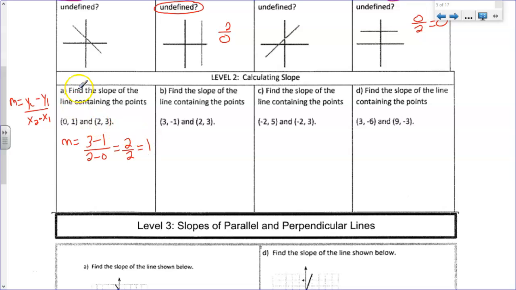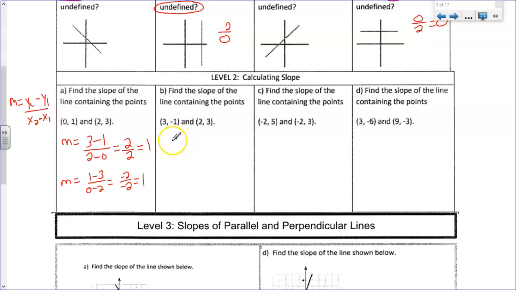Now I want to show you that you don't have to start with the second one. You could have done 1 minus 3, and then since I started with the 1, I have to start with the 0. So 0 minus 2. So that's going to be -2 over -2, which is still 1. So the slope is the same whether you start with the first one or the second one.